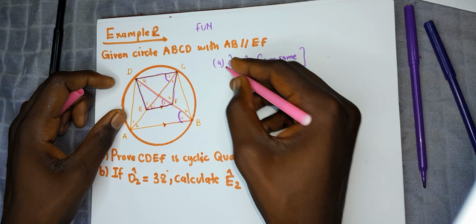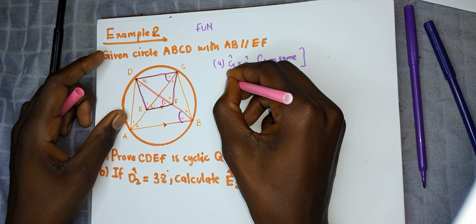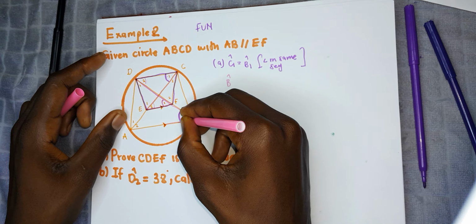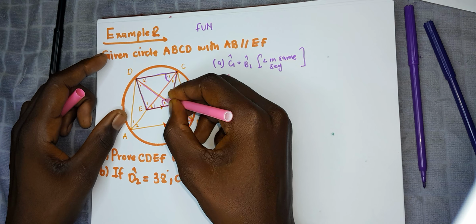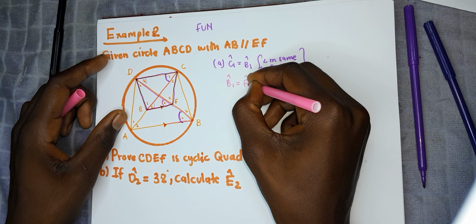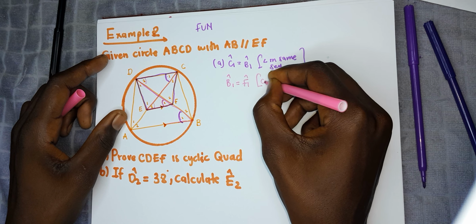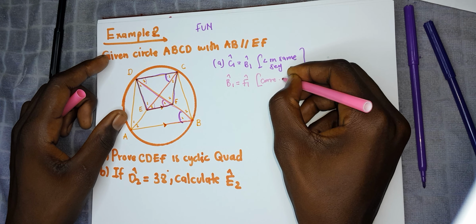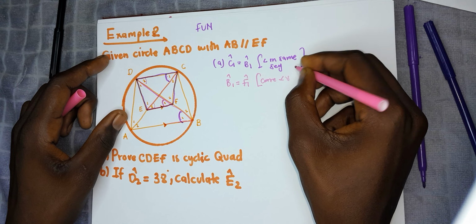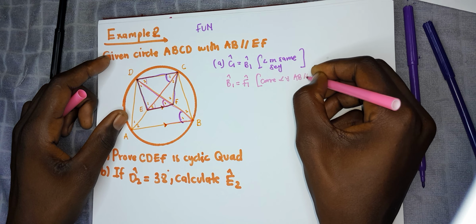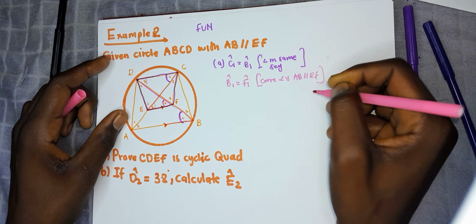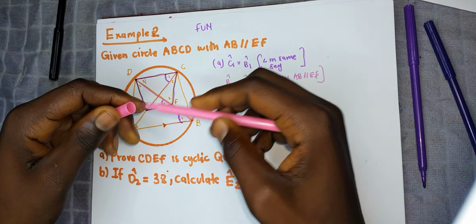So from here on, we can say that angle B1, which is this one, is equal to angle F1. Why do we say so? These are corresponding angles, because AB is parallel to EF.